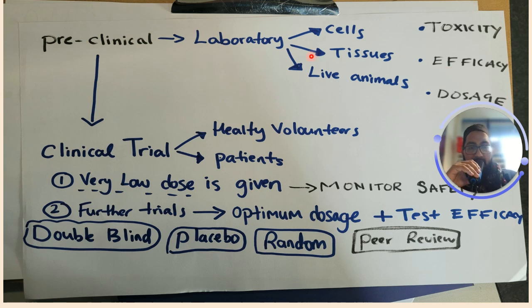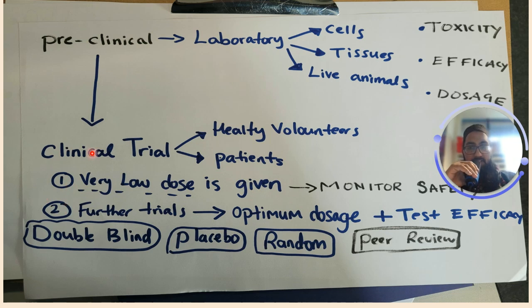Now, once we are happy with this, once it has passed that stage, what stage? The preclinical stage. Then we go into the clinical trial stage. And in this trial, it's called clinical, it involves human beings. You should mention healthy volunteers and patients. That gives you a mark. Healthy volunteers and patients. Now, there are 2 steps, and you need to mention that in order.